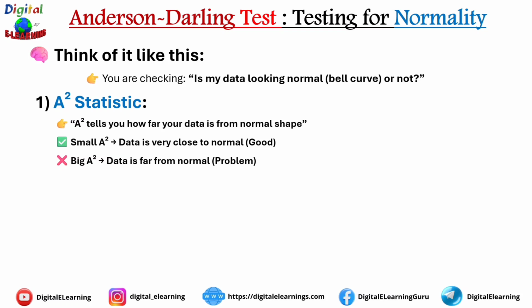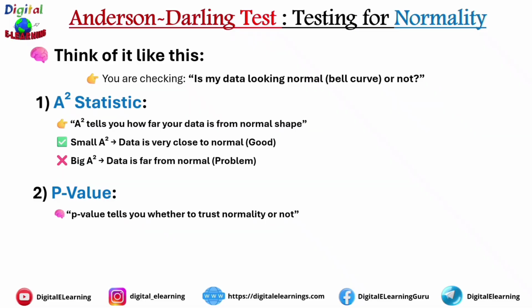The other methodology, which is most preferred, is the p-value. This is what you should always focus on. So the p-value tells you whether you can trust normality or not. So let's take the first case. If the p-value is greater than 0.05, that means you fail to reject the null hypothesis. In this case, data is normal. So we don't find any problem here.